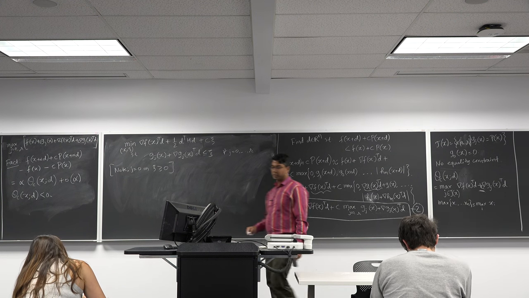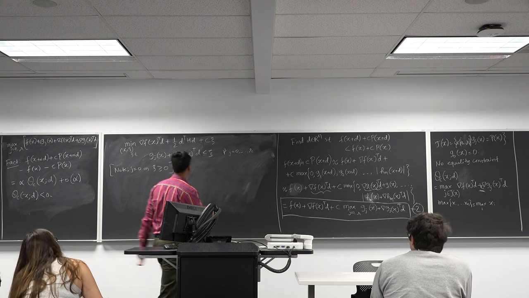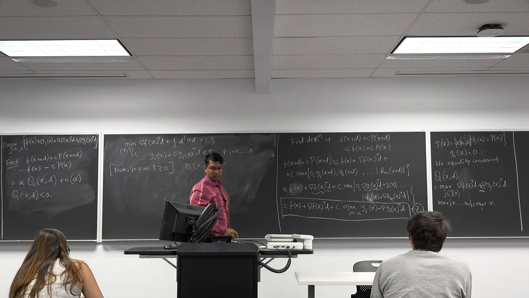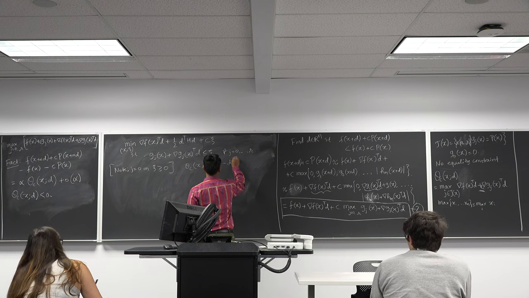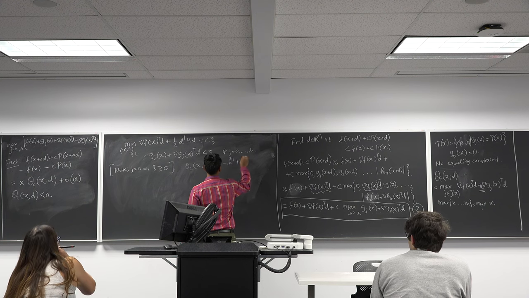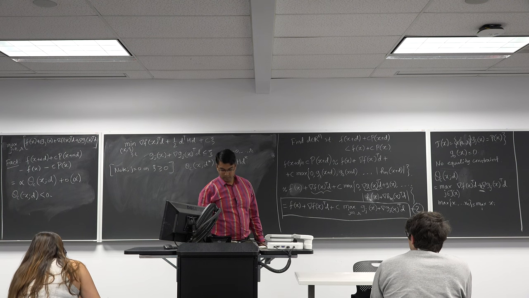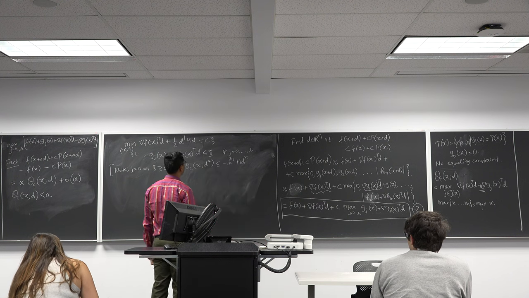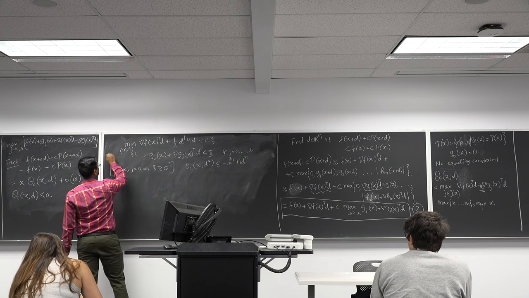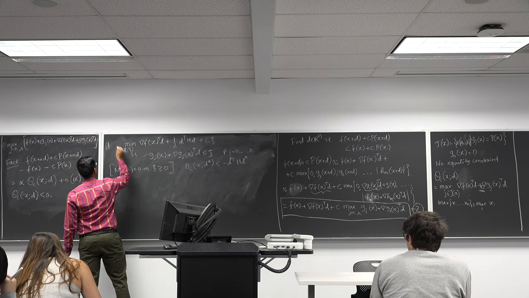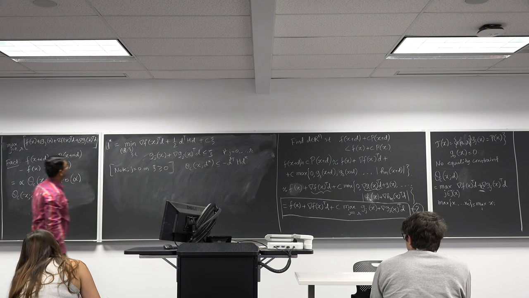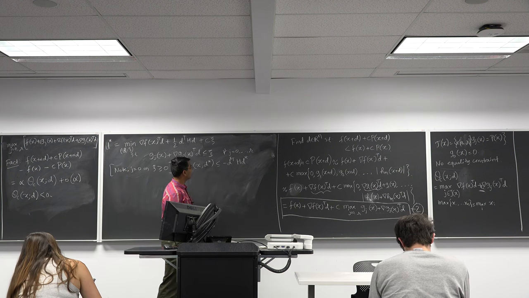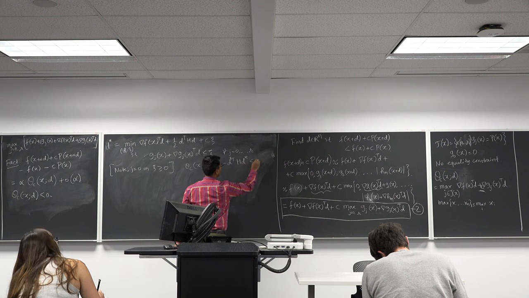And it turns out that the optimal solution to this will satisfy the following. If d star is the optimal solution, where this minimum is over all d, then we know that this particular term is strictly less than this. If d star is a non-zero vector, then this is strictly less than zero.